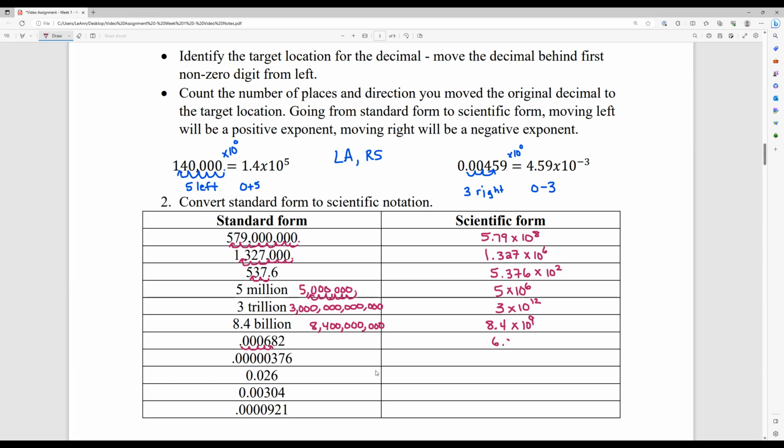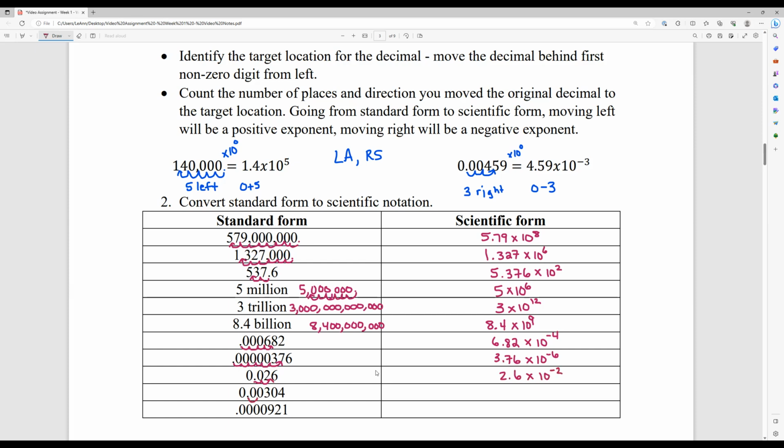So this would be 6.82 times 10. And that's moving 4 places to the right. So remember, we subtract that from our exponent, so -4. This would be moving 1, 2, 3, 4, 5, 6 places to the right. So that's going to be 3.76 times 10 to the -6. 2 places to the right for the next one. So we get 2.6 times 10 to the -2.